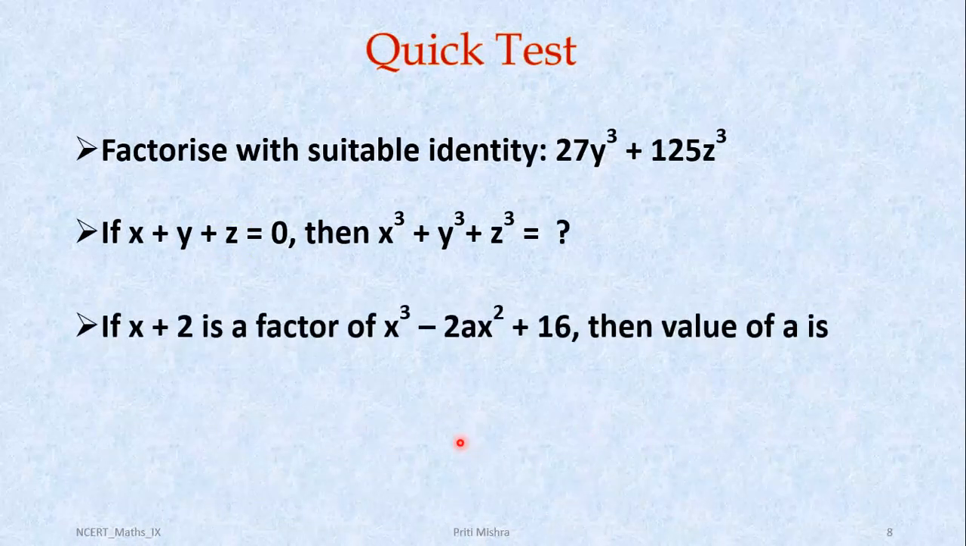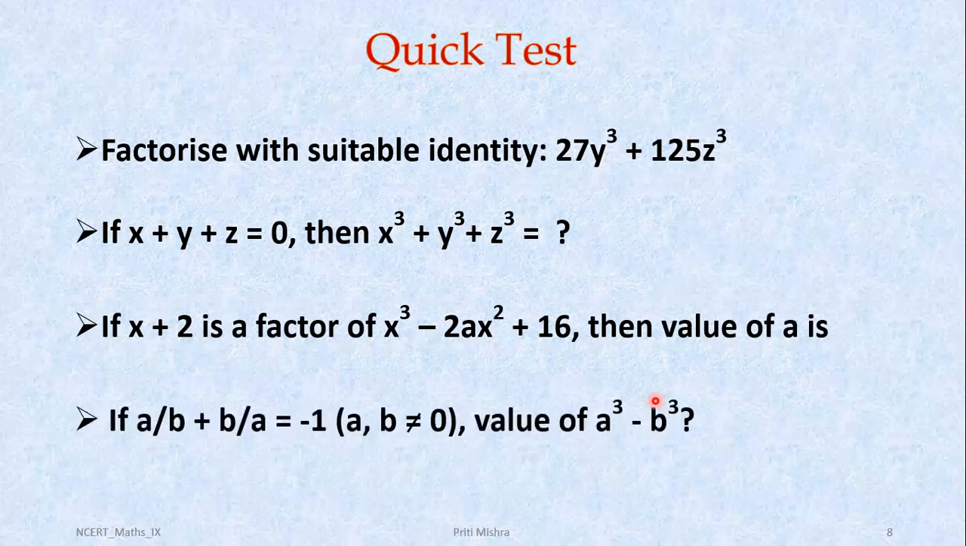Next question is, if x plus 2 is a factor of x cube minus 2ax square plus 16, then the value of a is what? Next question is, if a upon b plus b by a is equal to minus 1 and ab is not equal to 0, you have to find out the value of a cube minus b cube. Yes, start working on these questions. Then I will give you the answers.